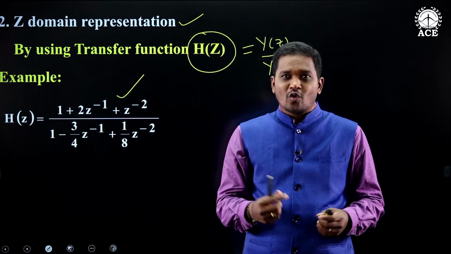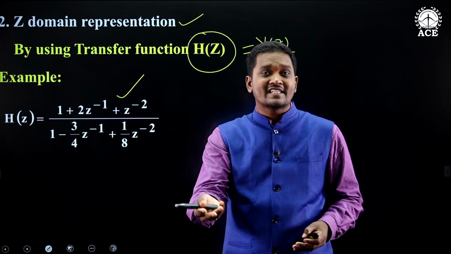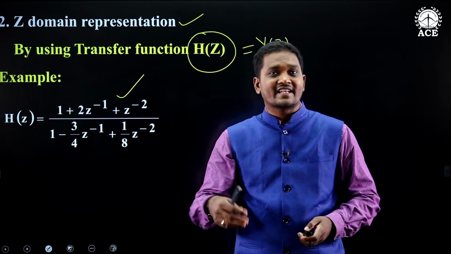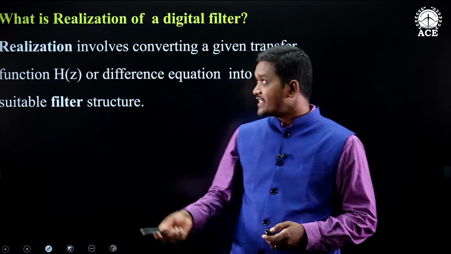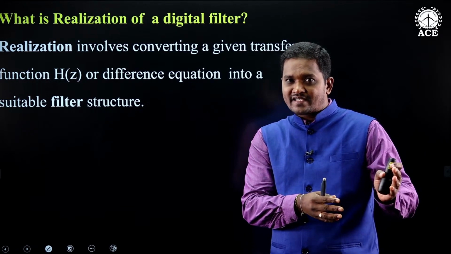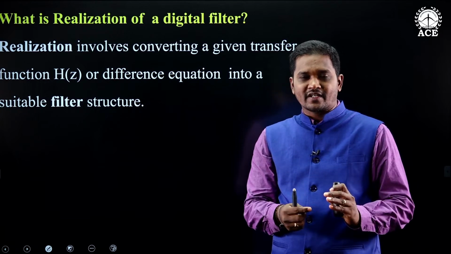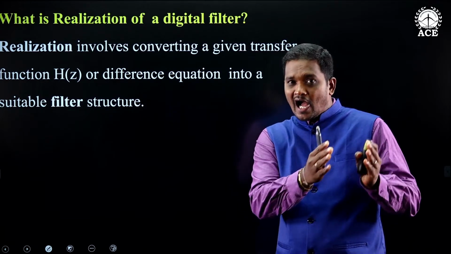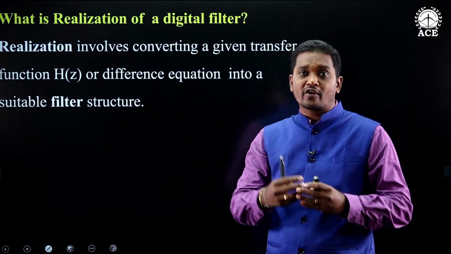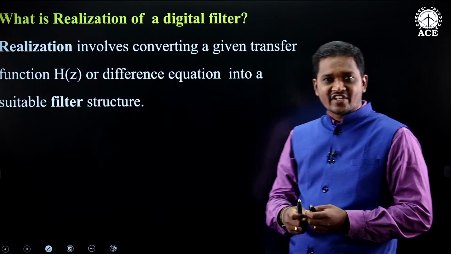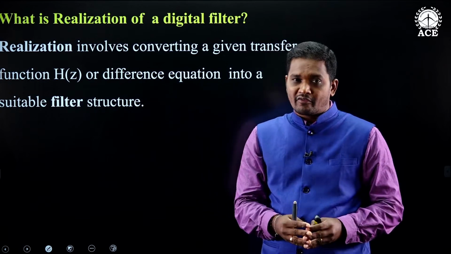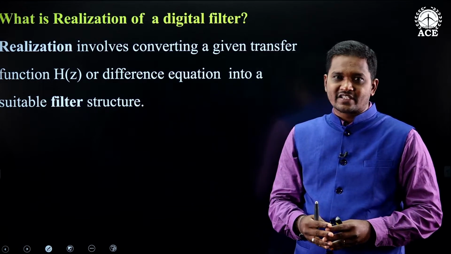Now the question: okay sir, these are the ways, but how to realize this practically? What elements are required? Before that, what is meant by realization of a digital filter? The ways we have seen, the difference equation and transfer function, are mathematical representations. How to implement those mathematical equations by using hardware elements? That is nothing but realization. How to implement the difference equation and transfer function in the form of hardware? That is realization of the digital filter.